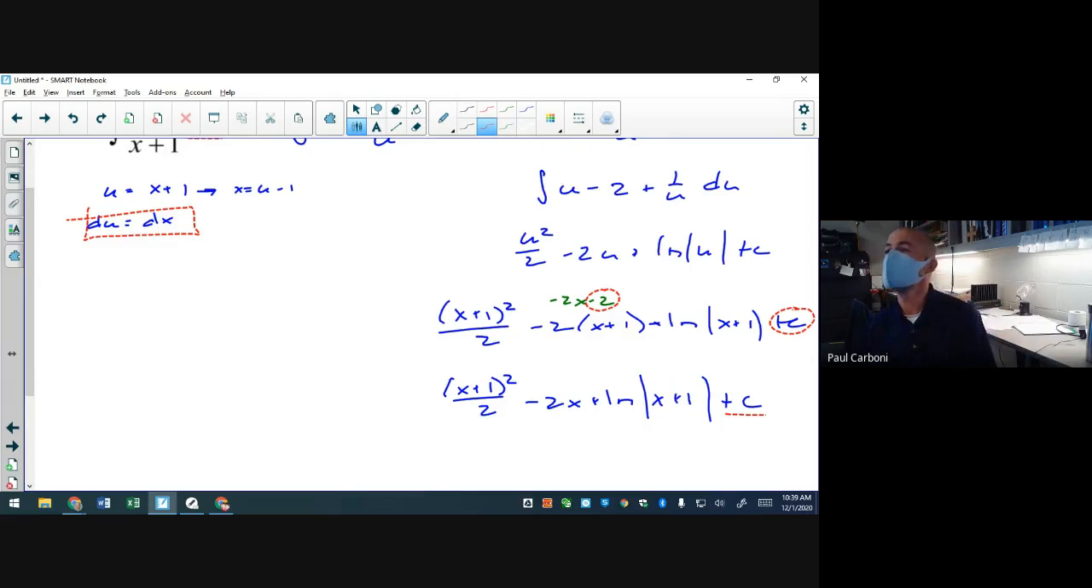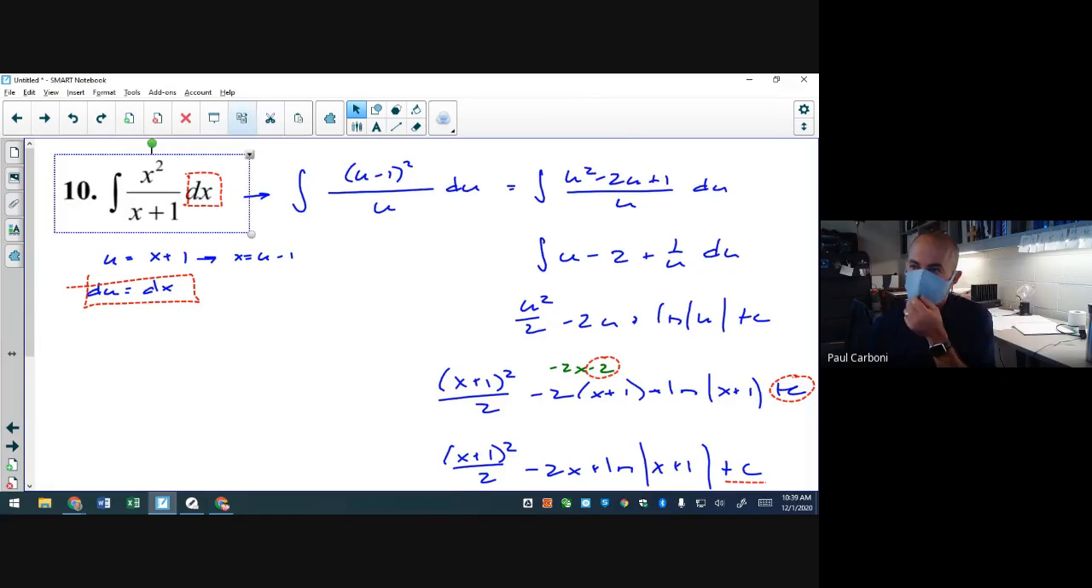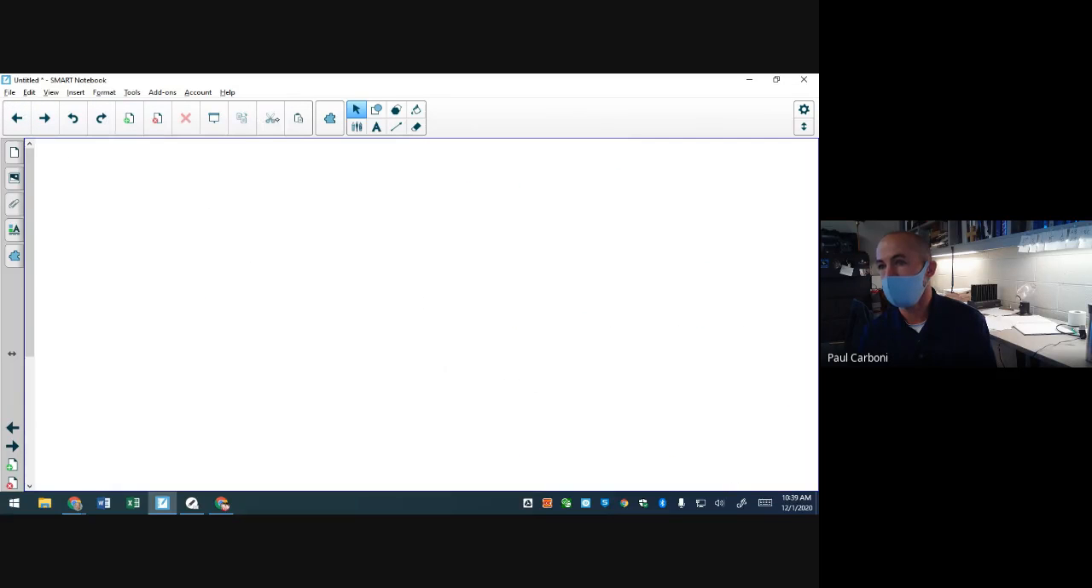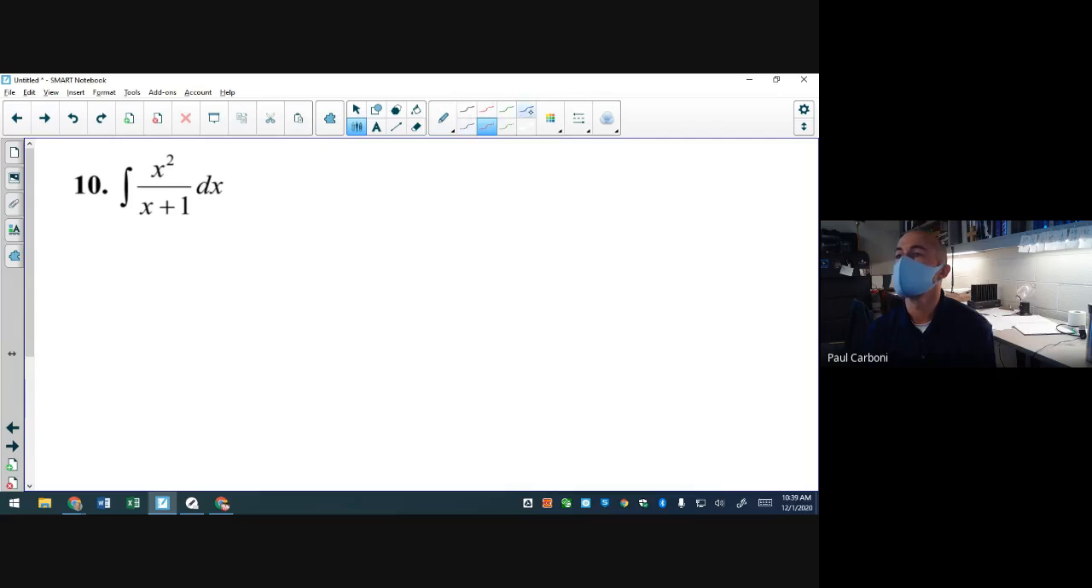Now, that said, even though that does work, I still wouldn't do that, because I did tell you once upon a time that if you are ever integrating a rational function, which by definition means numerator and denominator are polynomials, you need the top degree to be less than the denominator. Less than, not equal, but less than. And in this case, it is not. So if I were doing number 10, the first thing I would do is divide the bottom into the top. I would use synthetic.